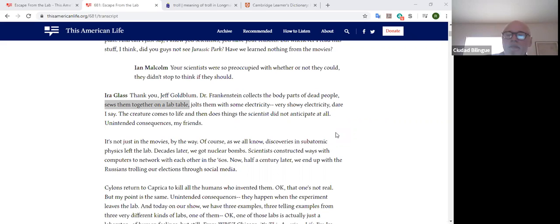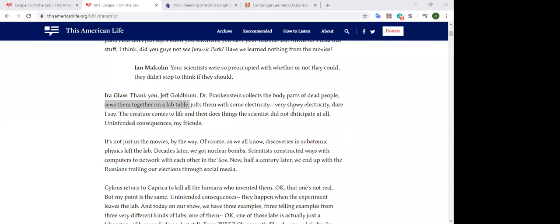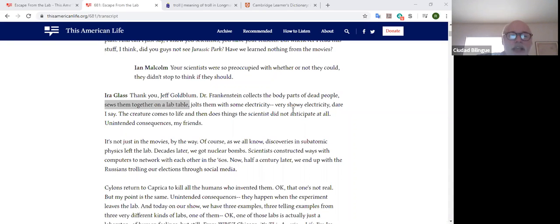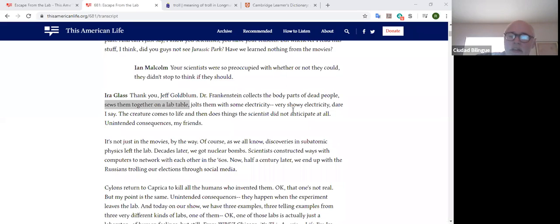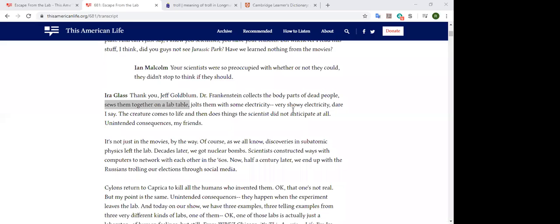Isabella, ready? Yes. Okay. Same sentence. Dr. Frankenstein sews them together on a lab table. Good. Who sews them together on a lab table? Dr. Frankenstein. Dr. Frankenstein what? Sew them together. Ay, ay, ay.